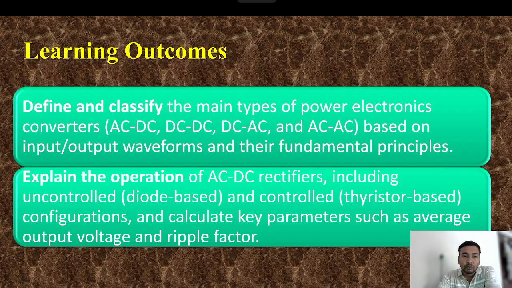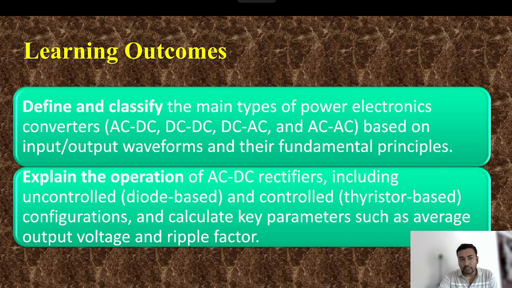After watching this video, you will be able to define and classify the main types of power electronics converters such as AC to DC, DC to DC, DC to AC and AC to AC. There are different types of converters, and based on the input and output waveforms and their fundamental principles, you can classify them.